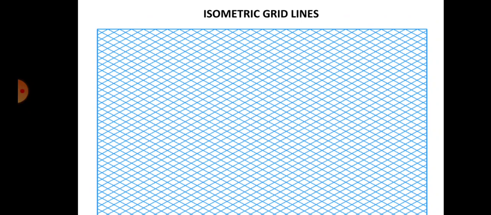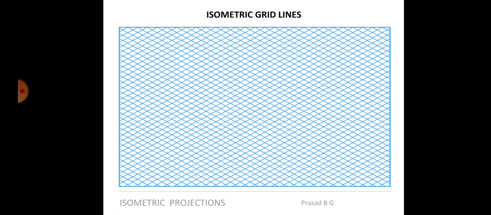Alright, so this is about isometric grid sheets. Those students who have a sketchbook with you, I hope I have made myself clear with this particular part, how to use this sheet. So you have to take any intersection point as the reference and start drawing the sides from there.